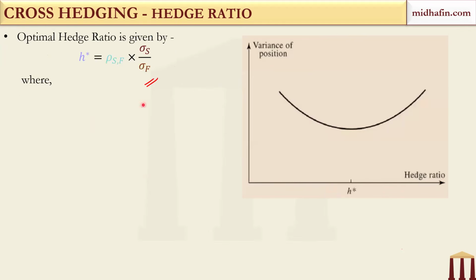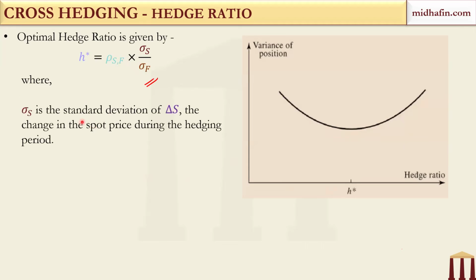And this is the formula that you get, the optimal hedge ratio, where sigma s is the standard deviation of delta s. Technically, sigma s is the standard deviation of delta s. But if you want to simplify it, sometimes candidates say, or even questions are asked, that sigma s is the standard deviation of s. That's it. But in reality, it is the standard deviation of delta s.